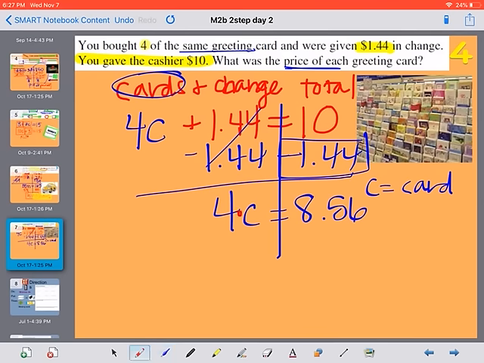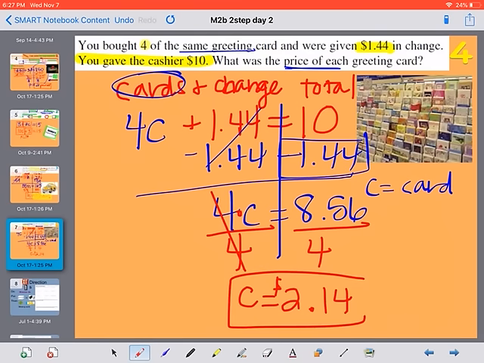So then the opposite of multiplying is dividing. Each card then, $8.56 divided by 4 is $2.14. So each card costs $2.14, which is actually nowadays a pretty cheap card. There are cards that you can spend $5 if they have some fancy things on the front.